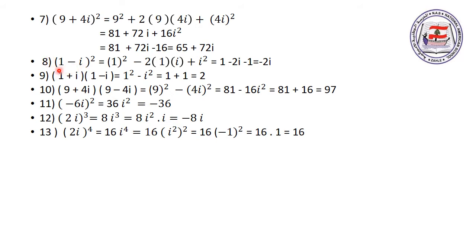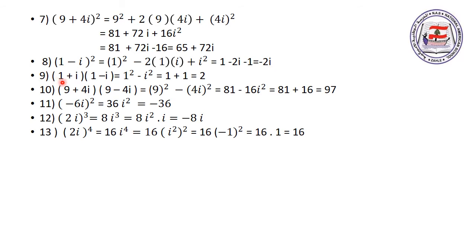In example 8, to simplify 1 minus i squared, we need to apply the remarkable identity rule of perfect squares. So we get 1 squared minus 2 into 1 into i plus i squared. Replacing i squared by negative 1, we get negative 2i.